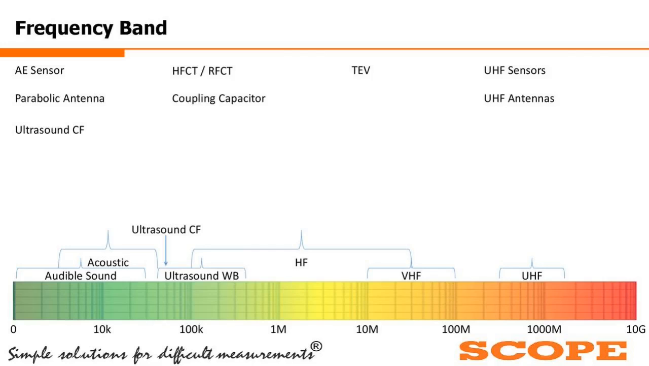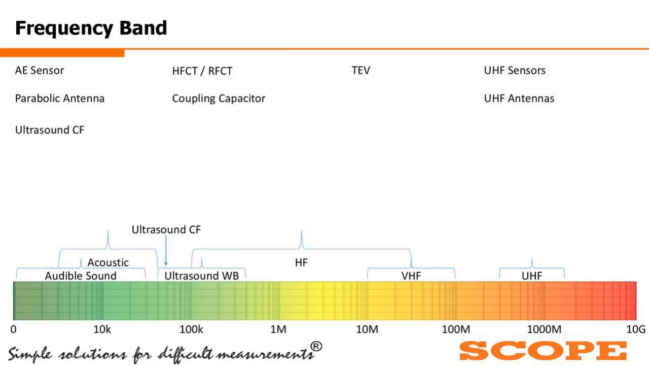This is the parabolic antenna kind of sensor, or dish antenna kind of sensor, with a concentric dish at the end and the sensor right in the middle of it. And you have got ultrasound center frequency kind of antennas or sensors. Now comes the high frequency sensor types. First you have got HFCT, RFCT, that is high frequency CTs or radio frequency CTs. These are just generic names. Then comes the coupling capacitor. The coupling capacitor again is in the range of high frequency. So this is the range, as you can see over here.